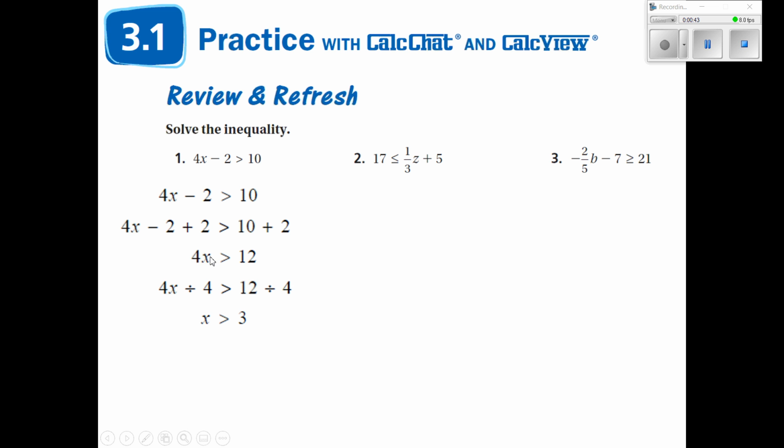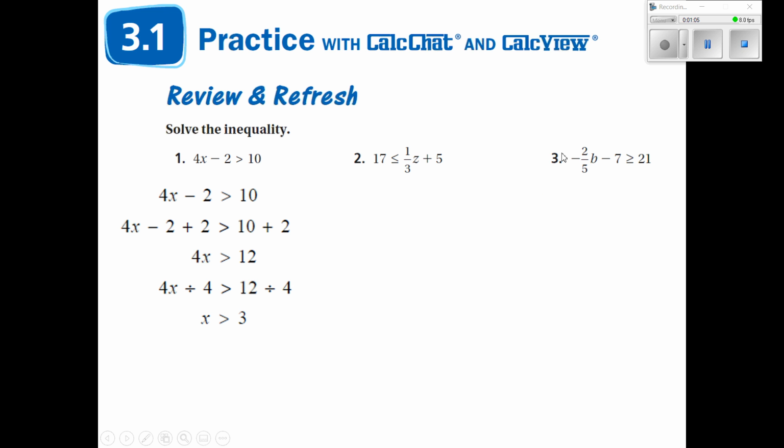Now I have to get 4 away from x. Since 4 is being multiplied to x, I'm going to divide 4 away. Whatever I divide from one side, I divide from the other. 12 divided by 4 is 3, and 4 divided by 4 is 1. So I'm left with 1x. My answer is x is greater than 3.